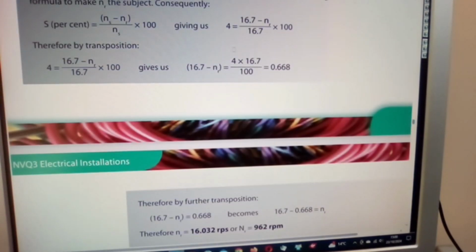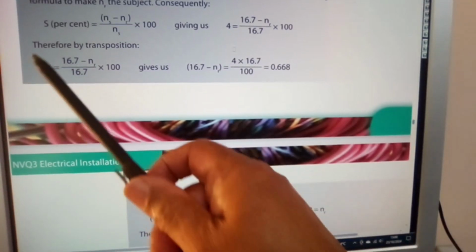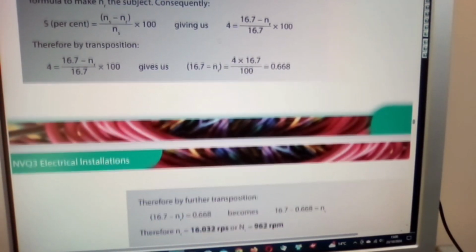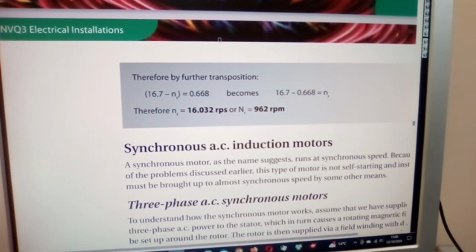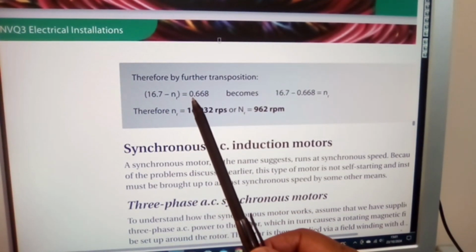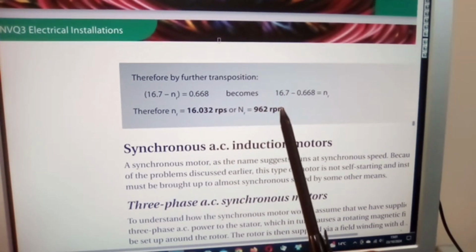Okay. So make sure that you have put this into place. Write it out. Do it. Then your next piece. Therefore, by further transposition, you can then see what happened here. It tells you here 0.68 becomes 16.7.